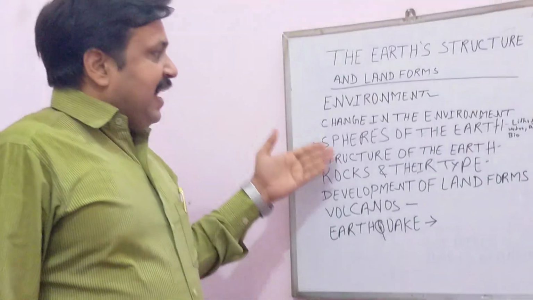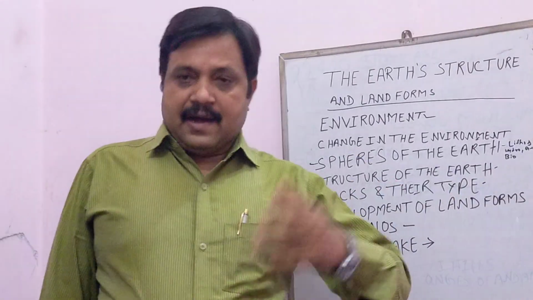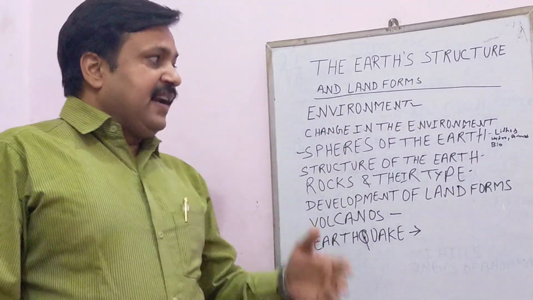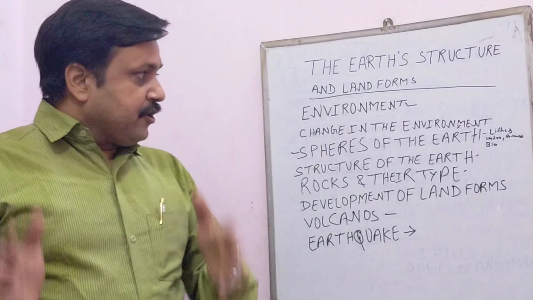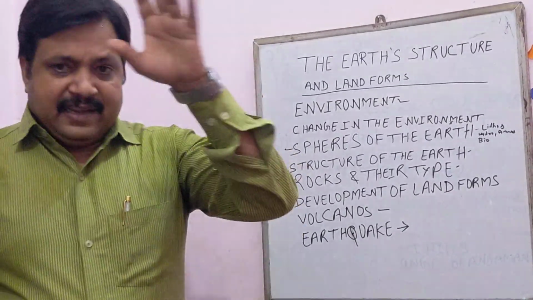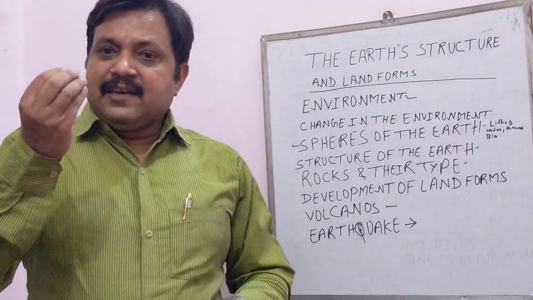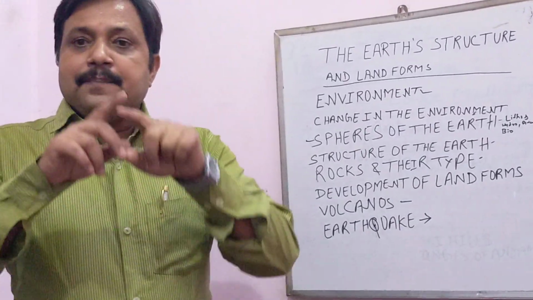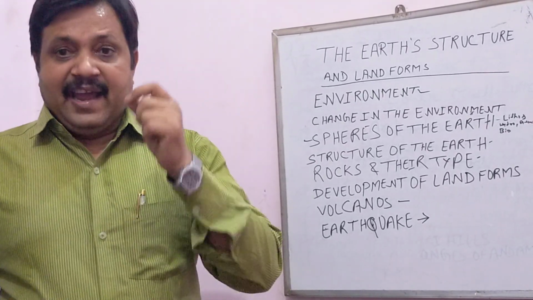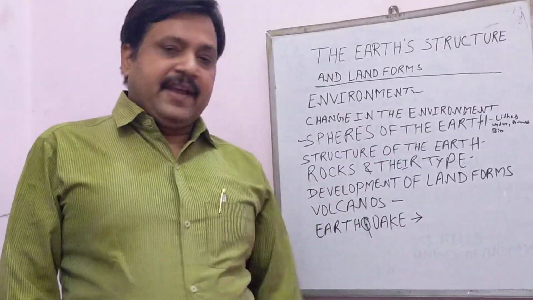Now moving to the next topic, spheres of the earth. There are basically three spheres of the earth, that is lithosphere, hydrosphere and atmosphere. And in all these spheres there is a presence of life. So the combination of all these spheres where life exists is known as biosphere.